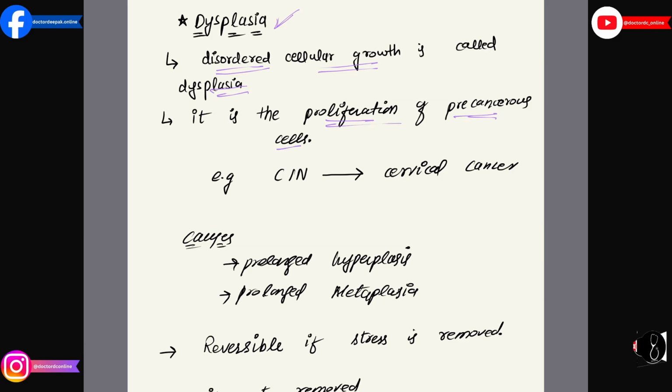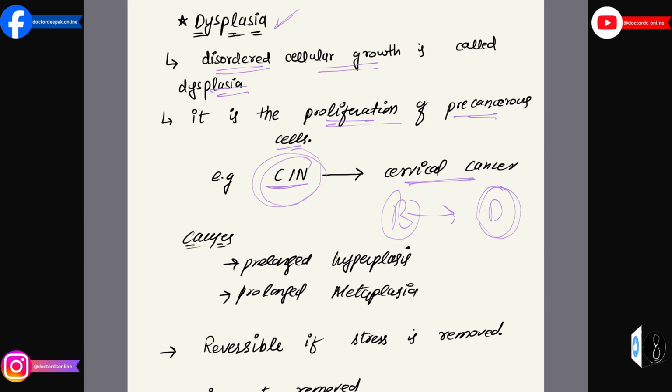As I already explained, Barrett esophagus is a metaplasia, and suppose it can convert into dysplasia, because if you cannot control the GERD, it can lead to esophagus cancer. So we already discussed that dysplasia is simply a precancerous cell condition. And here I mentioned the example, cervical intraepithelial neoplasia into cervical cancer.